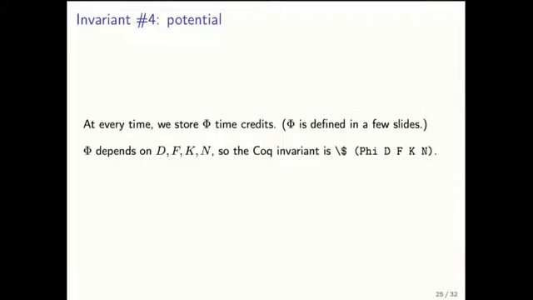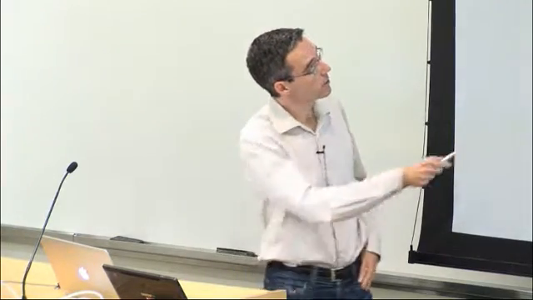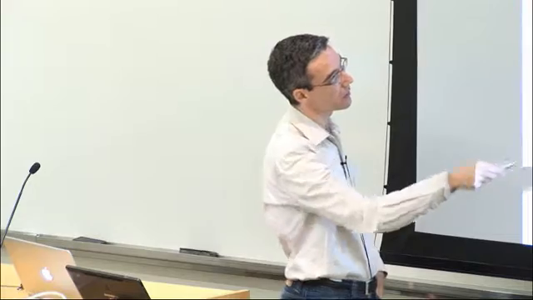And the last part of the invariant is the potential. So here we follow the textbook proof about the amortized time complexity. It's the potential-based proof. So there is this potential function phi, which tells us how many time credits we should have at hand at every point in time. So it's a function because it depends on many things, d, f, k, n, and so on. So in Coq, we will have to define this function phi. And as part of the invariant, we will have to say we hold phi time credits.